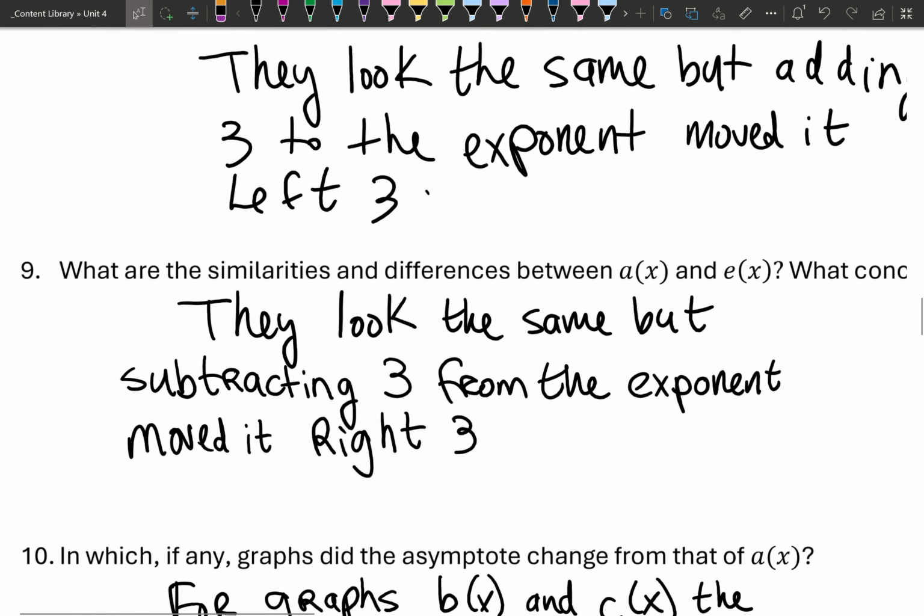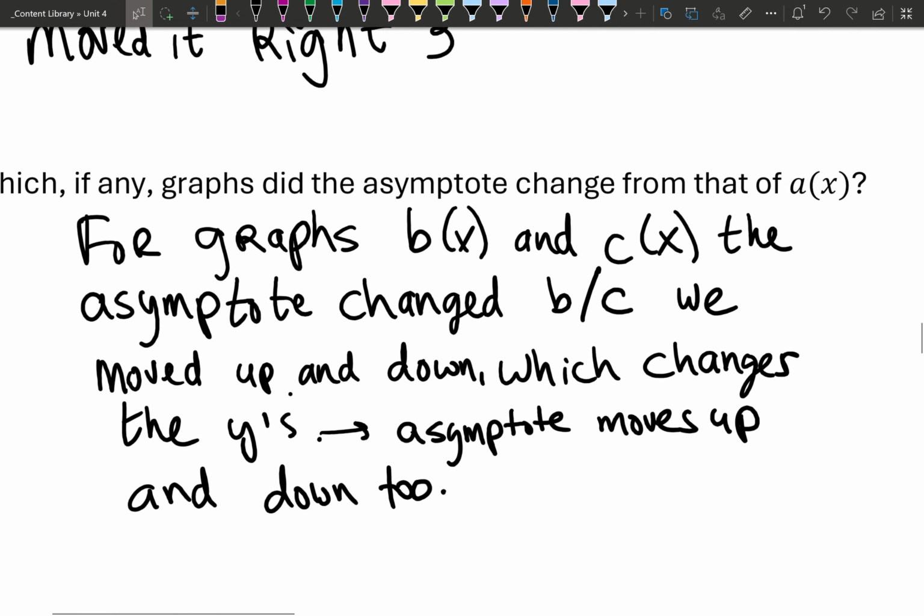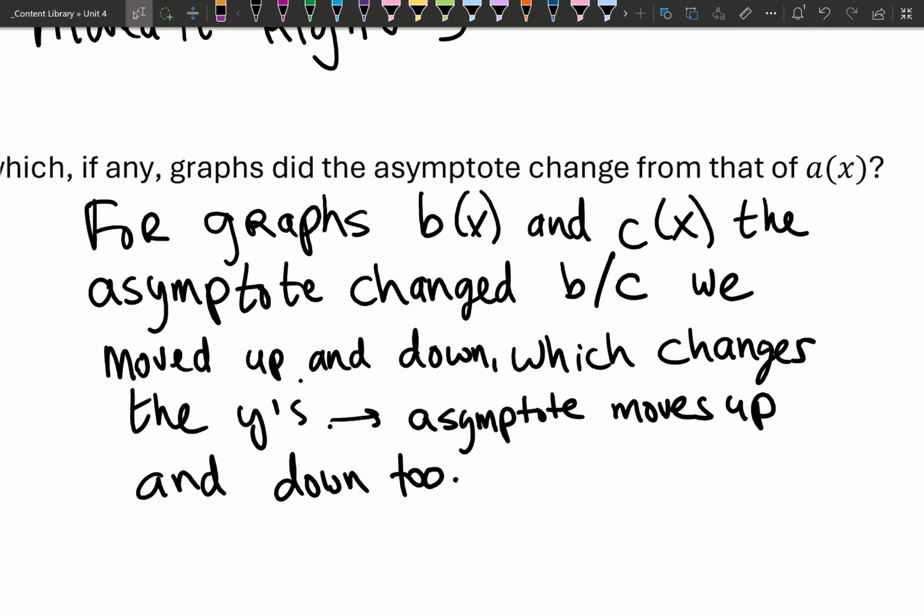Number 10, I ask us, for each graph, if any, did the asymptotes change? Well, the asymptotes changed for graphs B and C. For graphs B and C, the asymptote changed because we moved up and down, which changes the y's. Asymptote moves up and down too. Okay, so those are the transformations.